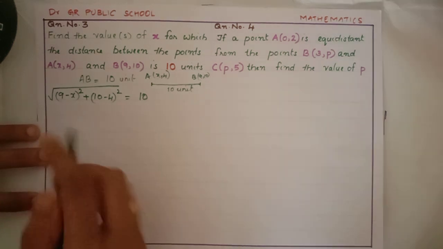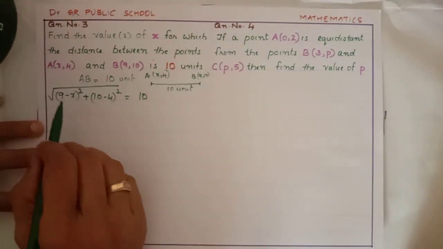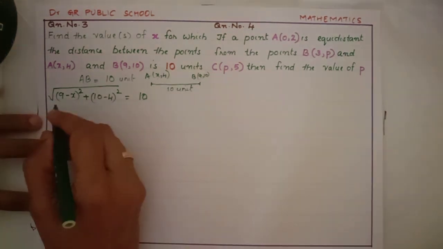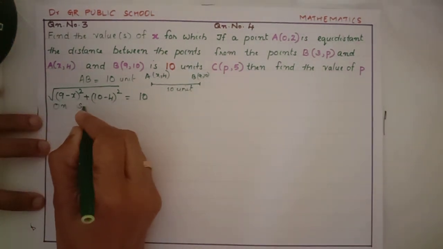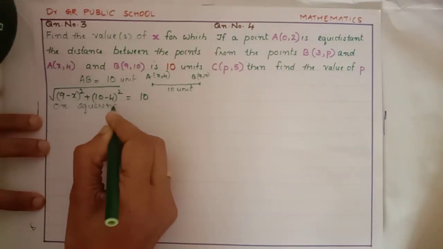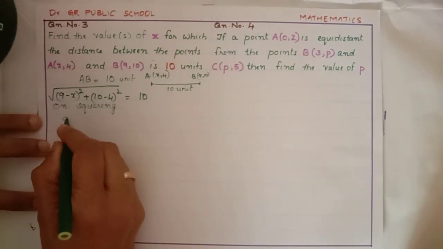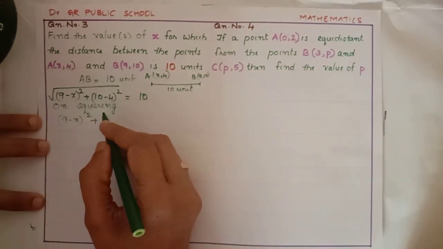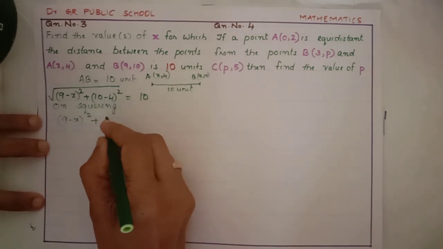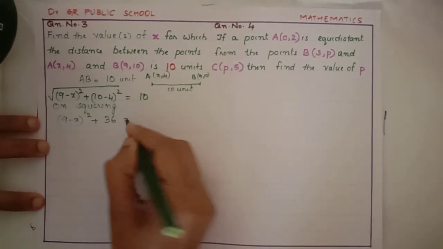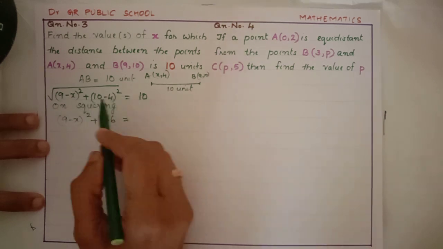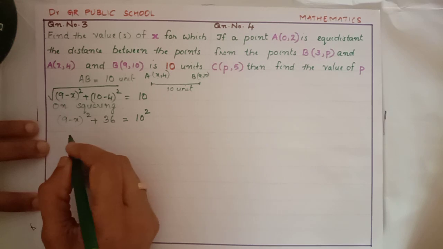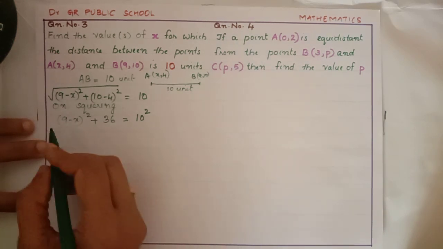Okay children. Now again, what is this next step? We have a square root, we have to avoid that, so we have to square on both sides. On squaring, what will we get? 9 minus x the whole square plus 10 minus 4 is 6. So 6 square is 36, equal to, when we take square, we have to take square on both sides. Here we have to write 10 square. Don't forget that. So now we have to expand.